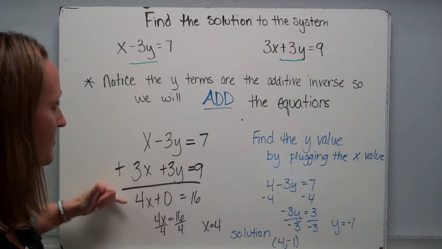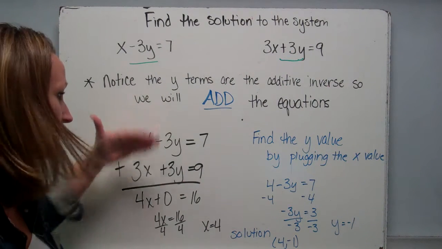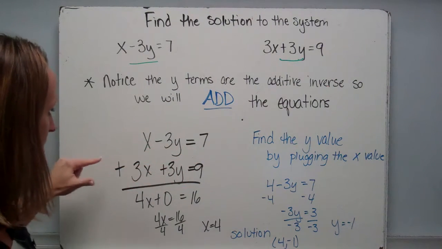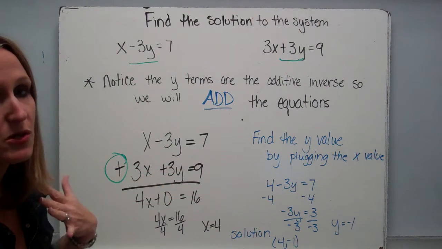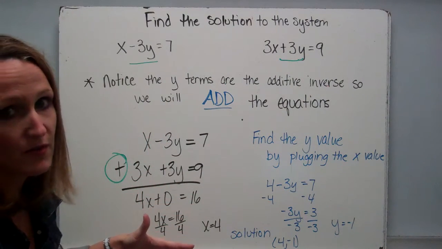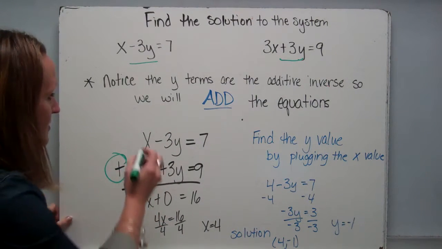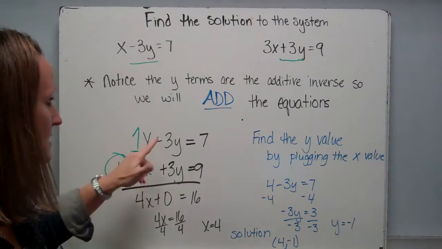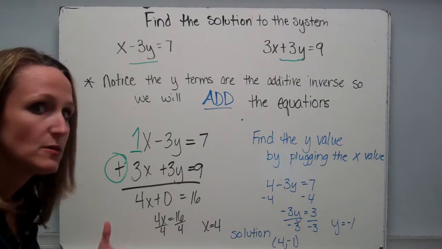I'm going to line them up like this, because in the situation of systems, lining them up vertically is much easier. So we have x minus 3y equals 7, plus 3x plus 3y equals 9. When you're trying to use elimination, your goal is to eliminate one or the other of your variables. In this case, we're going to eliminate the y's. So we have x plus 3x, and remember x is the same as having an imaginary 1. So 1x plus 3x gives us 4x, and negative 3y plus 3y gives you 0. So we have eliminated the y's, and that was our goal.